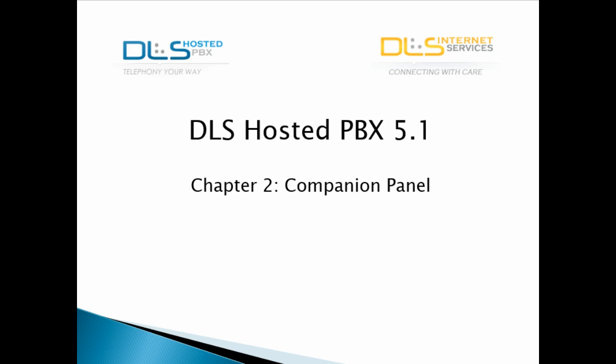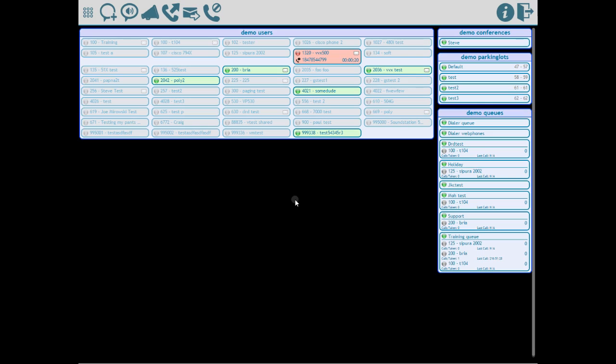Chapter 2. Companion Panel. The previous panel, FOP2, has been replaced by a DLS HTML5 panel framework which will allow us to add additional features and migrate away from Flash. The first new features added to the DLS panel are barge, voicemail indicators, and an integrated softphone.